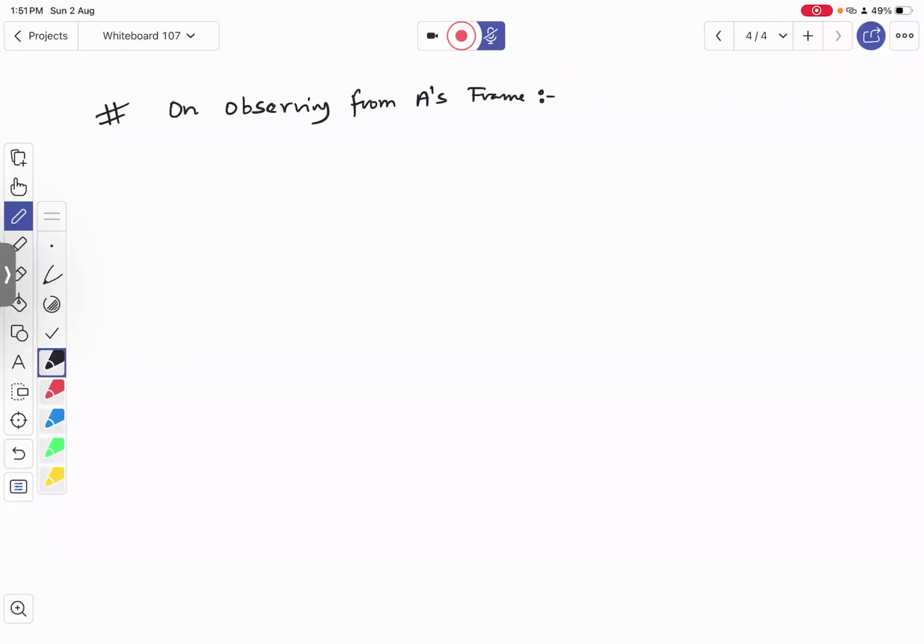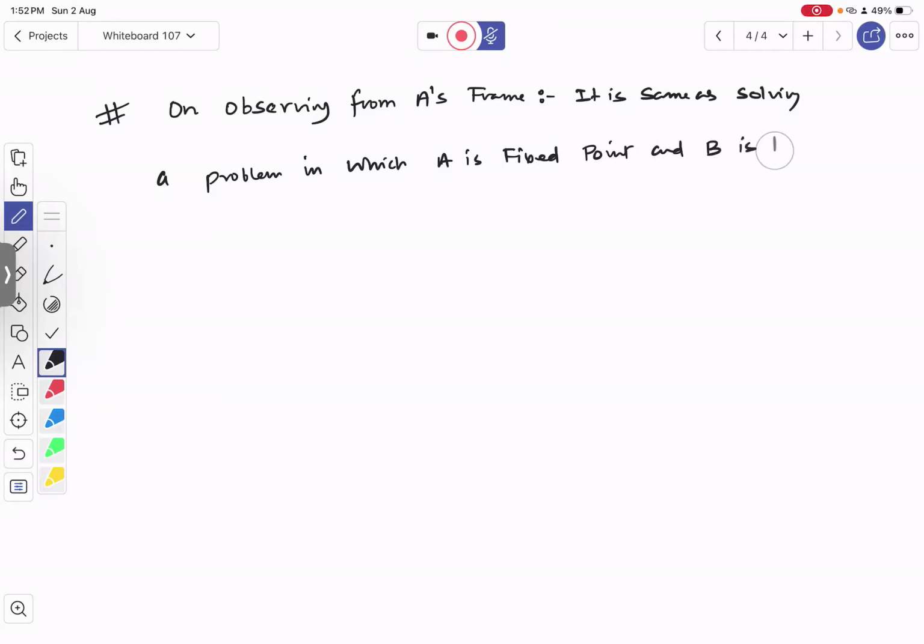So the mindset will be the same as solving a problem in which A is a fixed point and B is the only moving point, but comes this big but, moving with relative parameters. Relative parameters means everything which is relative.